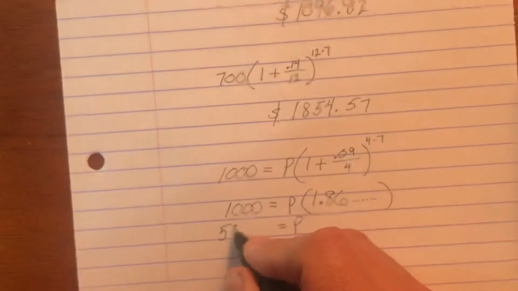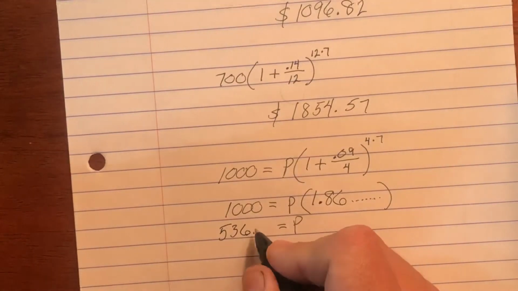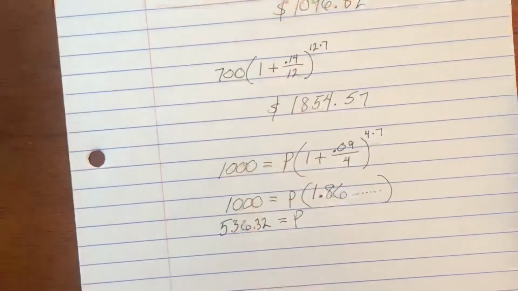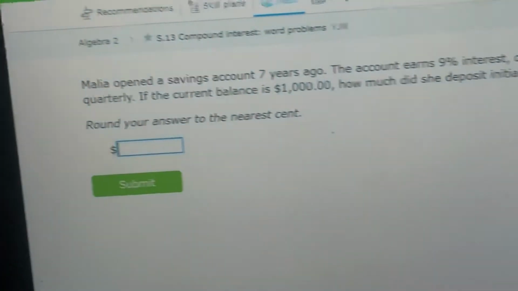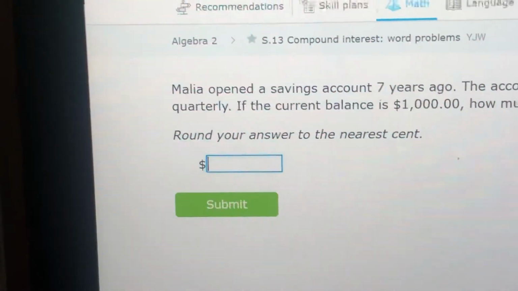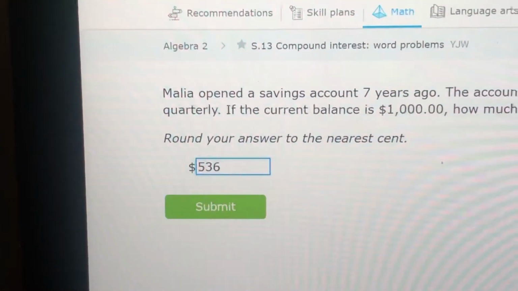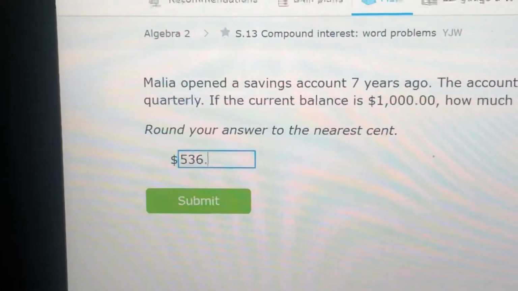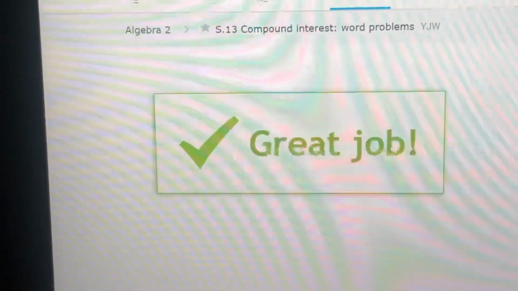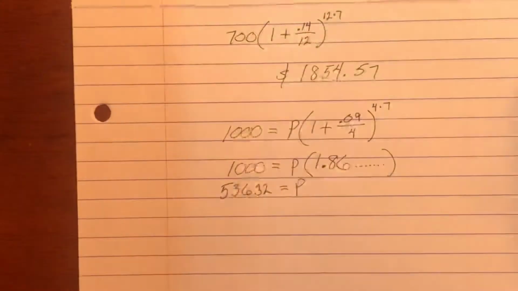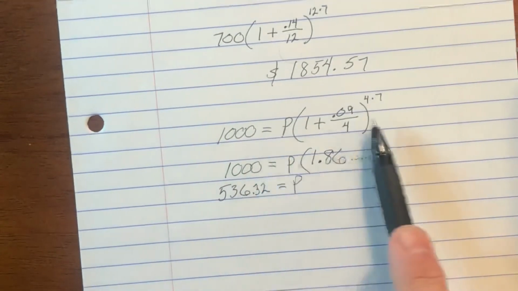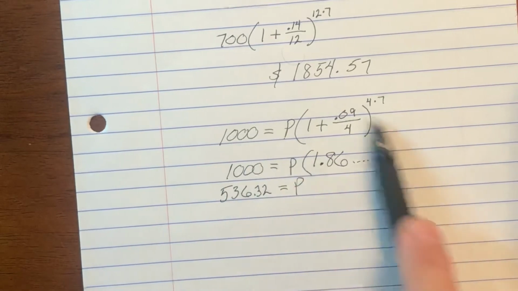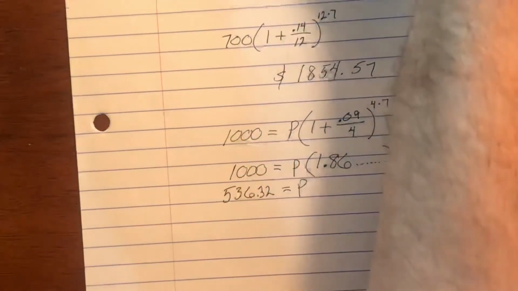So that's $536.32. And that is what I'm going to type into the answer here. 536.32, and it tells me I got it right. So remember, to get up to an 80% on this IXL, you've got to do a little bit of work here on some of these. You can't do this all in your calculator, okay?